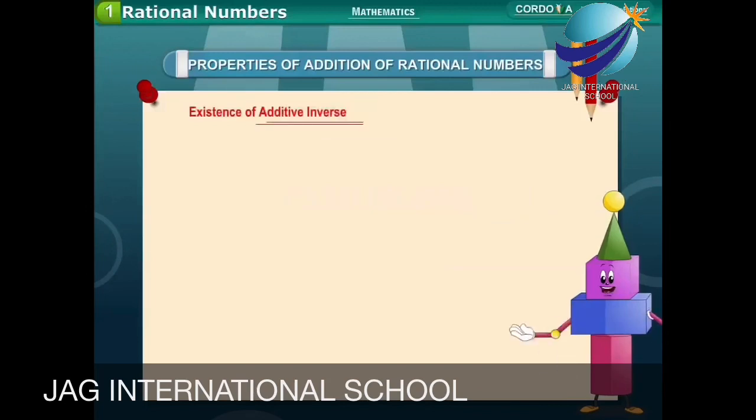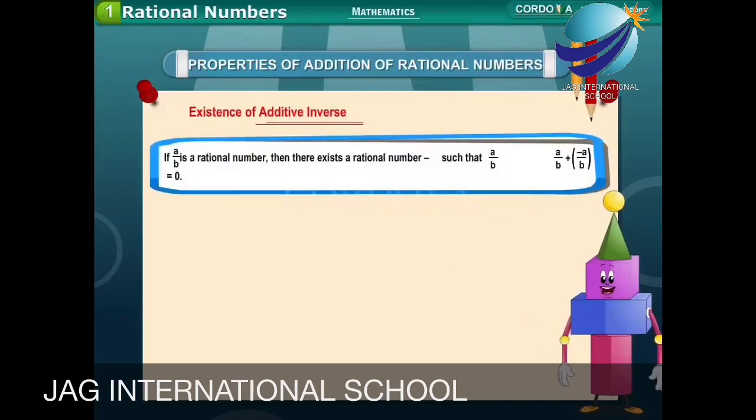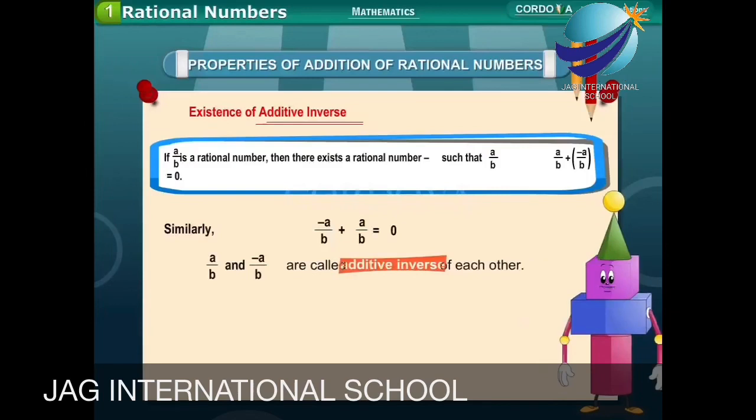Existence of additive inverse. If a/b is a rational number, then there exists a rational number -a/b such that a/b + (-a/b) = 0. Similarly, -a/b + a/b = 0. a/b and -a/b are called additive inverses of each other.